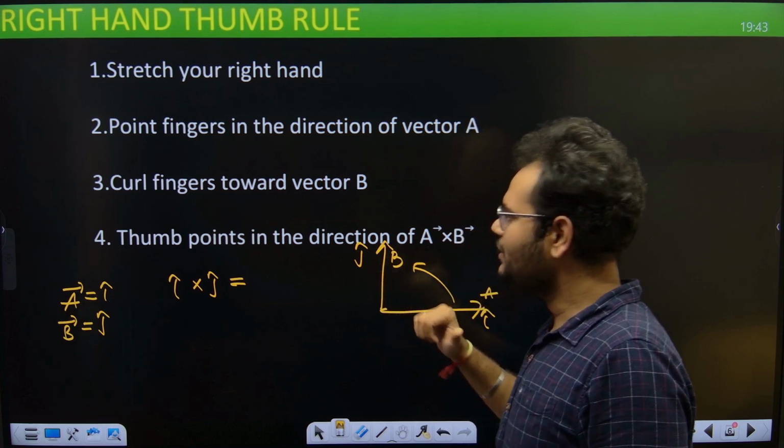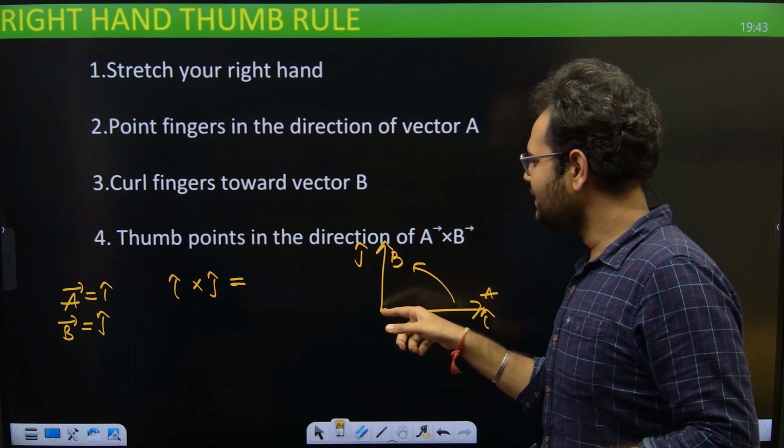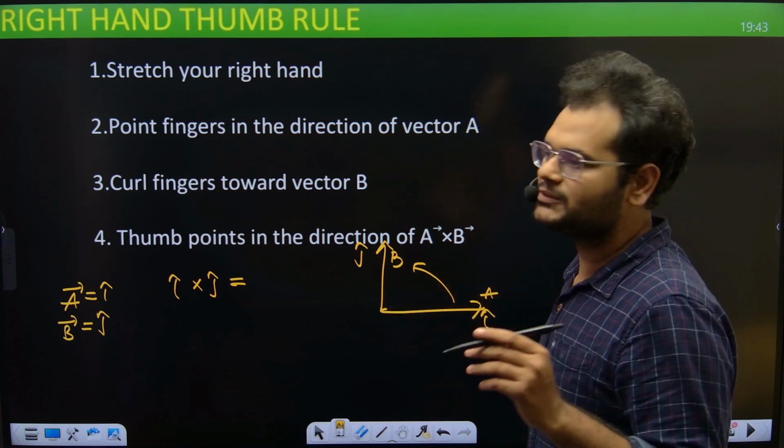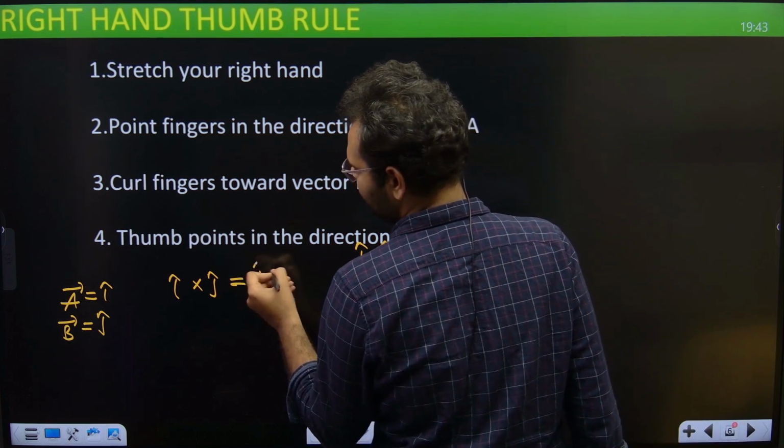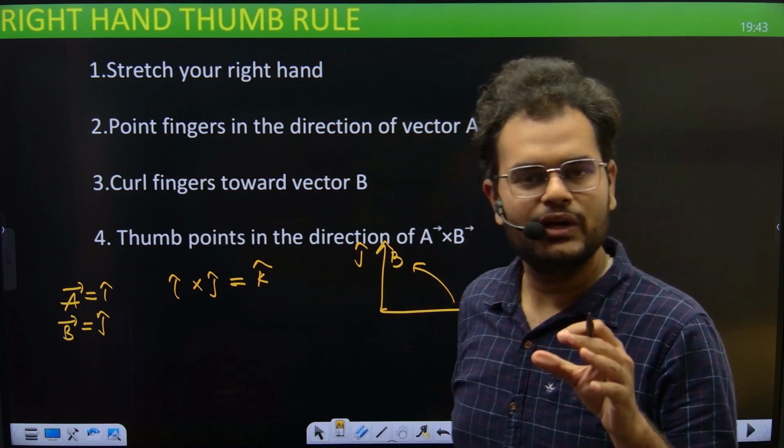That means what is the direction of the C vector, or cross product? It is nothing but simply k cap. Are you getting what I am trying to say?